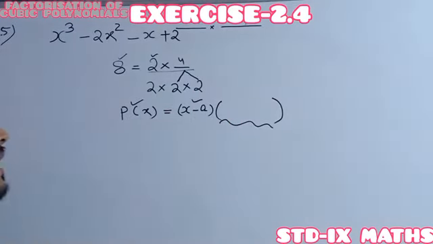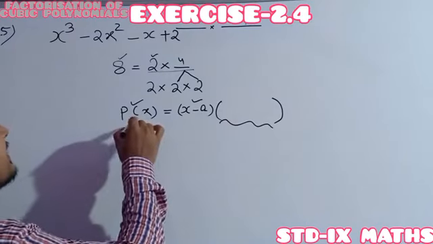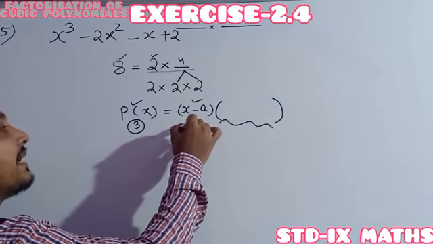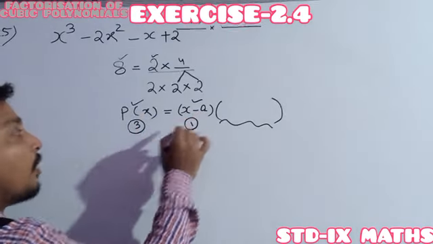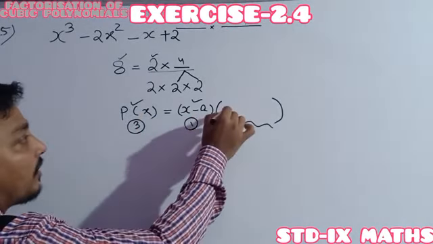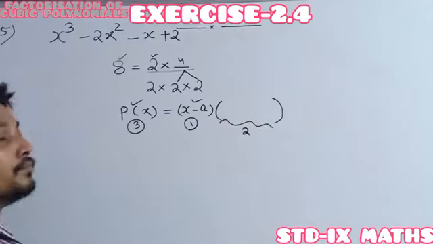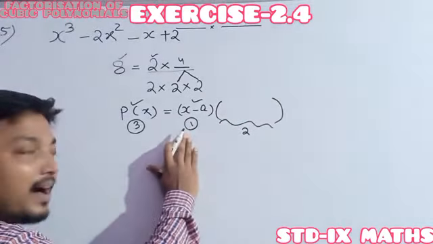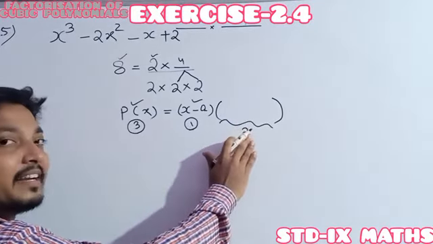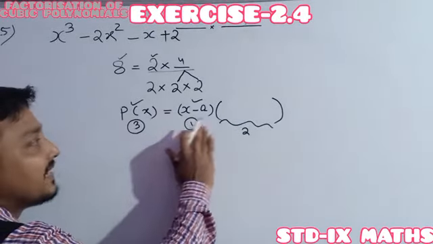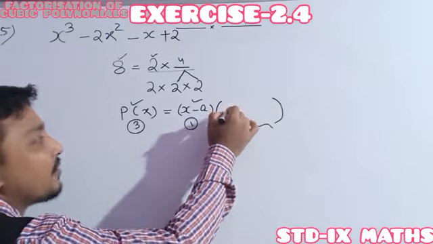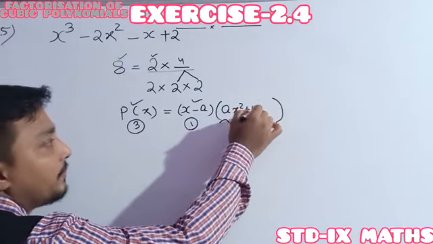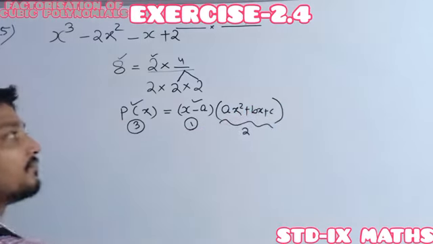And remember, as it is cubic, its degree is 3, and linear means its degree is 1. If the degree is 3 here and 1 here, then 100% the degree here has to be 2. It means the other factor has degree 2. So as this one is linear, this one will be quadratic. Quadratic means it will be in the form of ax square plus bx plus c.